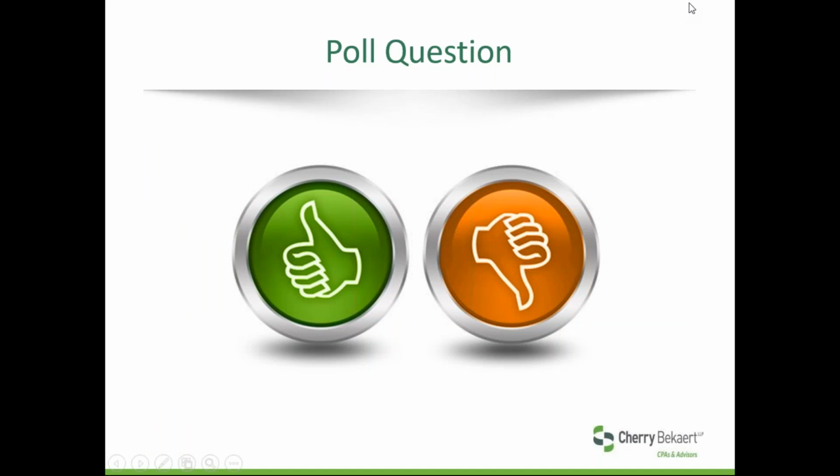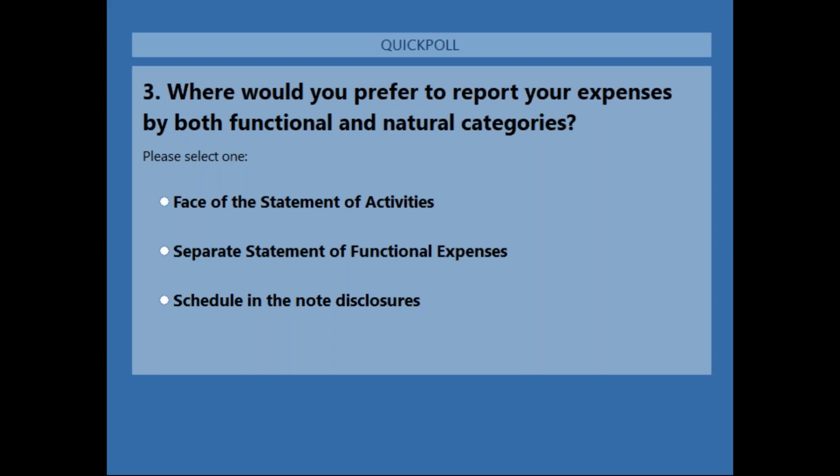This leads us to a polling question. Our polling question is, where would you prefer to report your expenses by both functional and natural categories? And remember, you have to have it all on one schedule. So where would you like to report it? Would you report it on the face of the statement of activities? Would you set up a whole separate statement of functional expenses? Or would you go ahead and show it as a note disclosure in your notes to the financial statements?